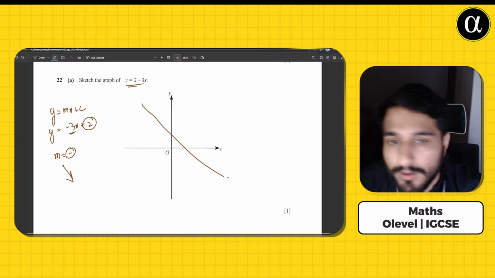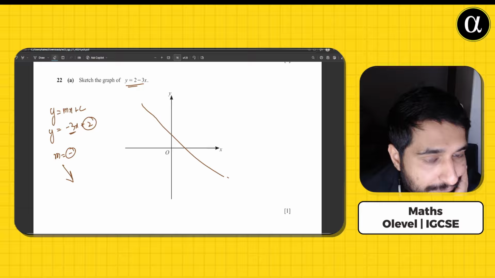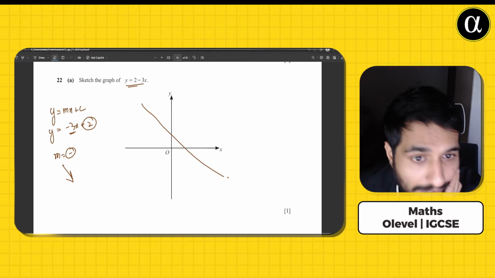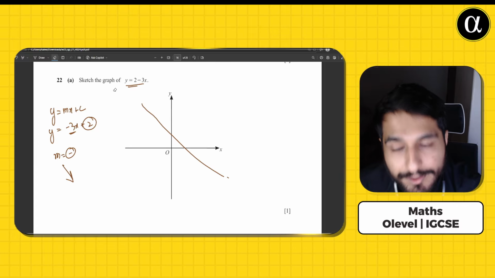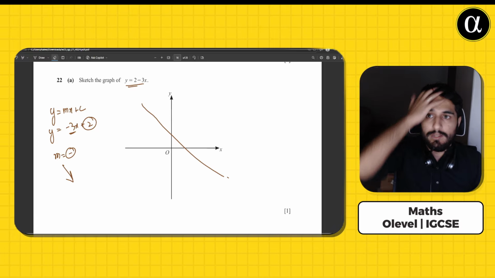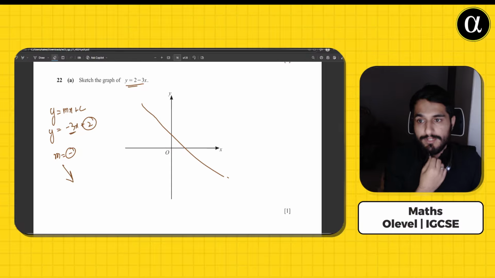Right now, we do not basically write the x-intercepts or anything, because this question is for 1 mark, and the examiner did not expect or want us to write or find the x or y coordinates or the intercepts of this question.